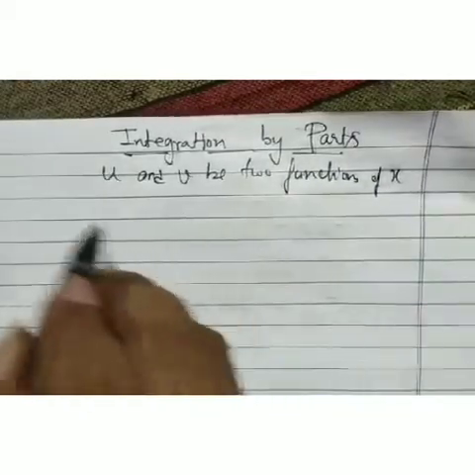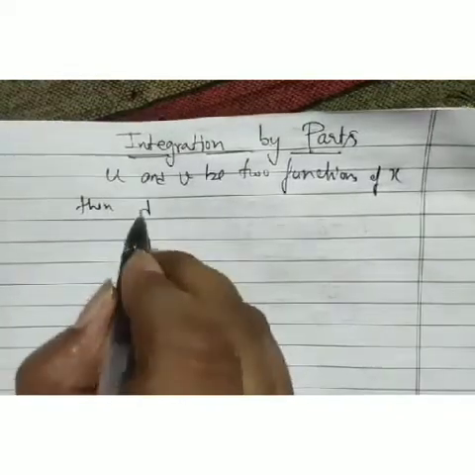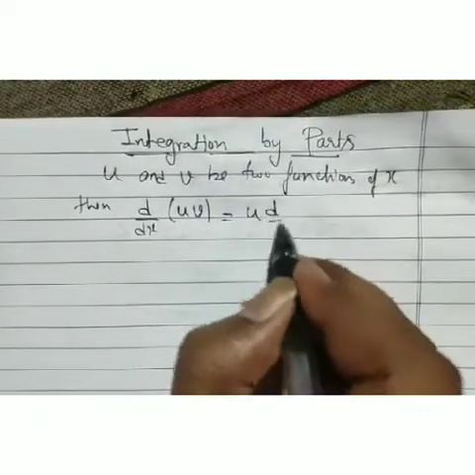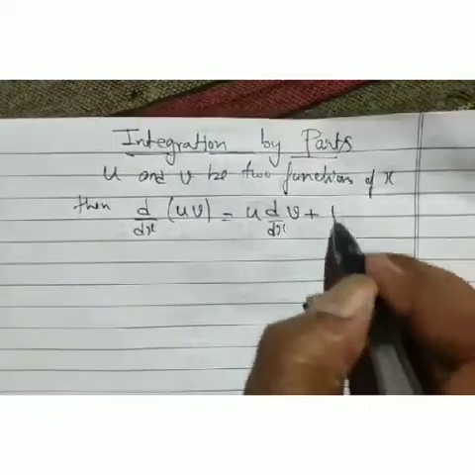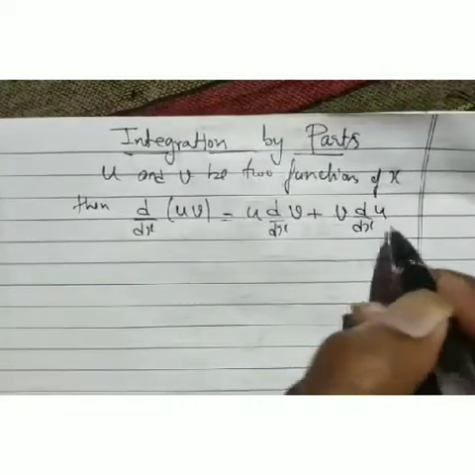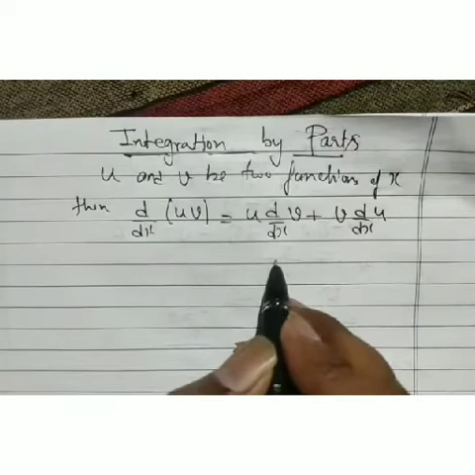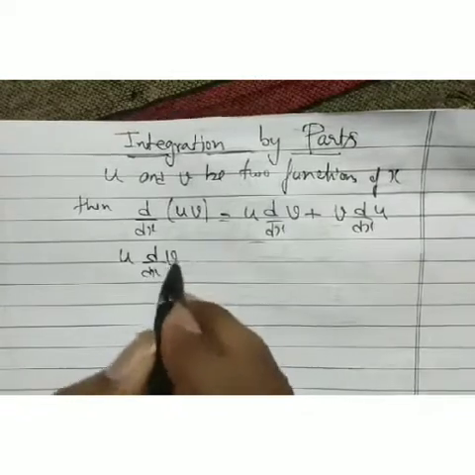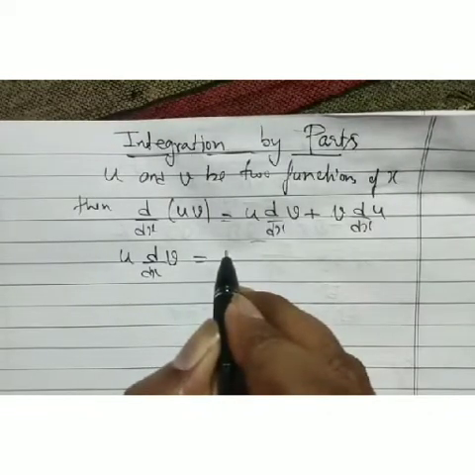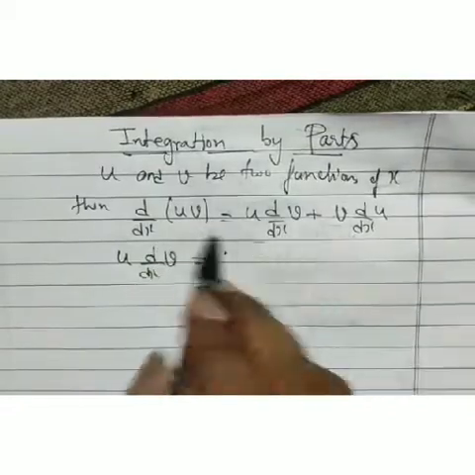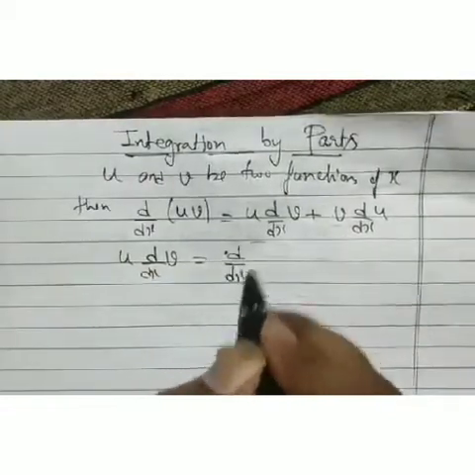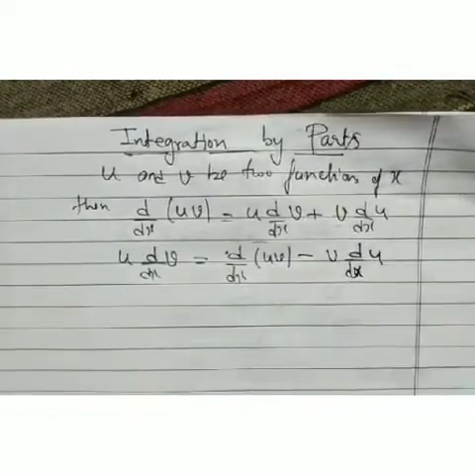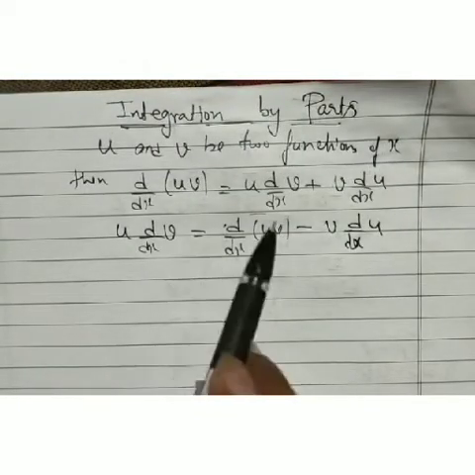All of you remember that the derivative d/dx of uv is given by u d/dx of v plus v d/dx of u. Now, let us write it down. Taking u d/dx of v on one side and transferring, we get u d/dx of v equal to d/dx of uv minus v d/dx of u. I am just rearranging the terms.